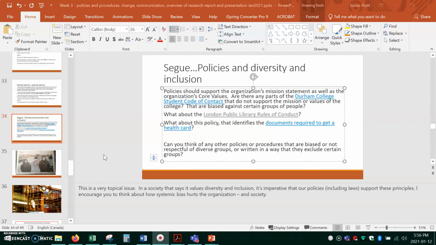So as I'm talking about policies and procedures, I'd also like you to think about, remember I said they have to support the values and beliefs of your organization. So I want you to think about that.